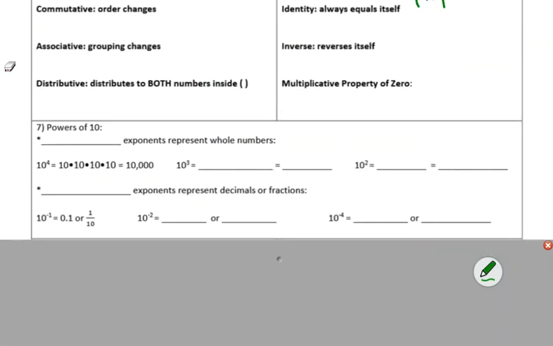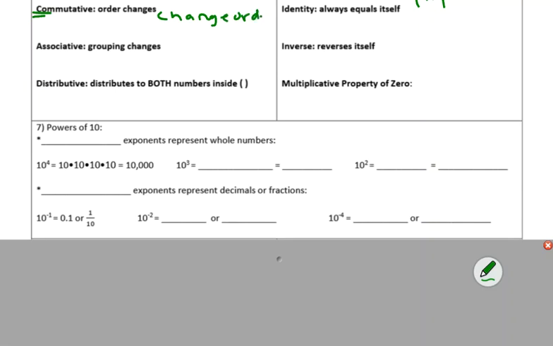All right, if we keep on going, we're going to talk about our properties. It would make it easier if we could remember what the root word means to help us identify which property we are trying to determine. So for commutative, the order changes, or it changes order. I always think CO, change order.